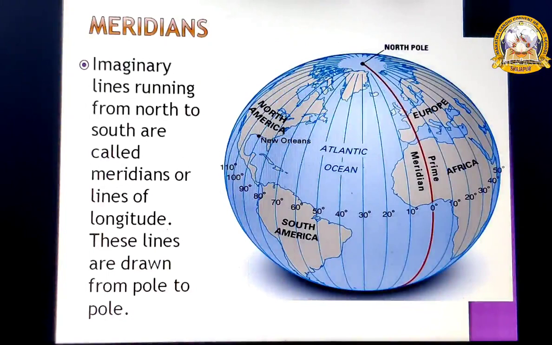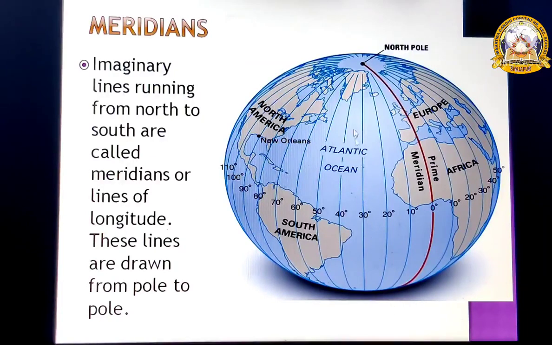What are meridians? Imaginary lines running from north to south. These imaginary lines running from north to south are called meridians or lines of longitude. है ना? They are drawn from pole to pole. देखो ये north pole से start होते हुए south pole तक जा रही. So they are drawn from pole to pole.